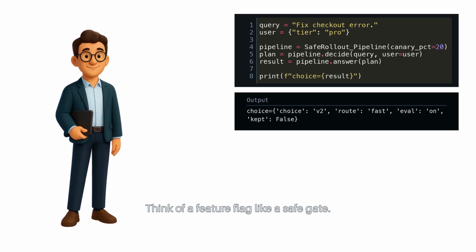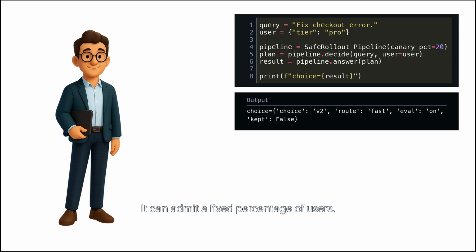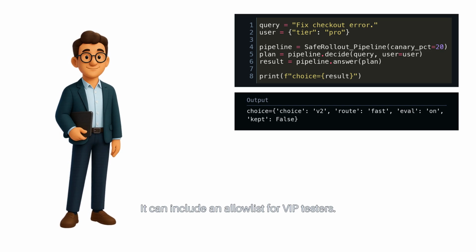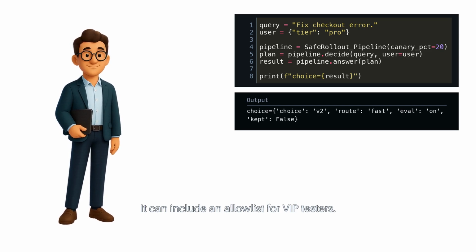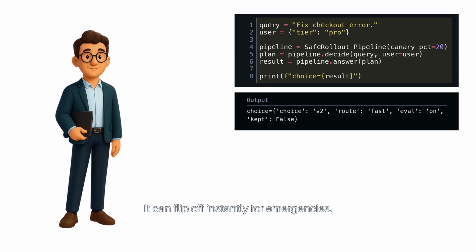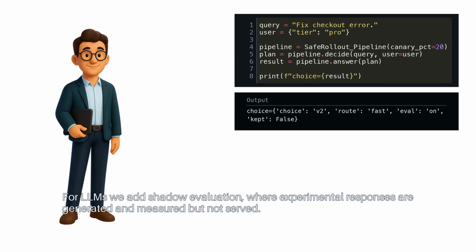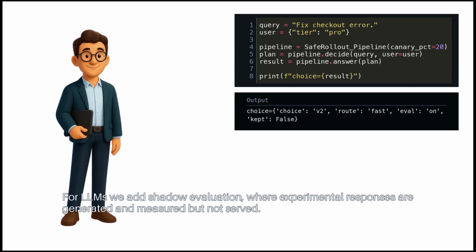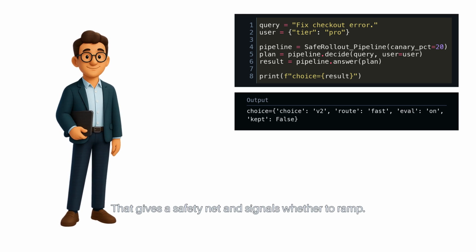Think of a feature flag like a safe gate. It can admit a fixed percentage of users. It can include an allow list for VIP testers. It can flip off instantly for emergencies. For LLMs, we add shadow evaluation, where experimental responses are generated and measured, but not served. That gives a safety net and signals whether to ramp.